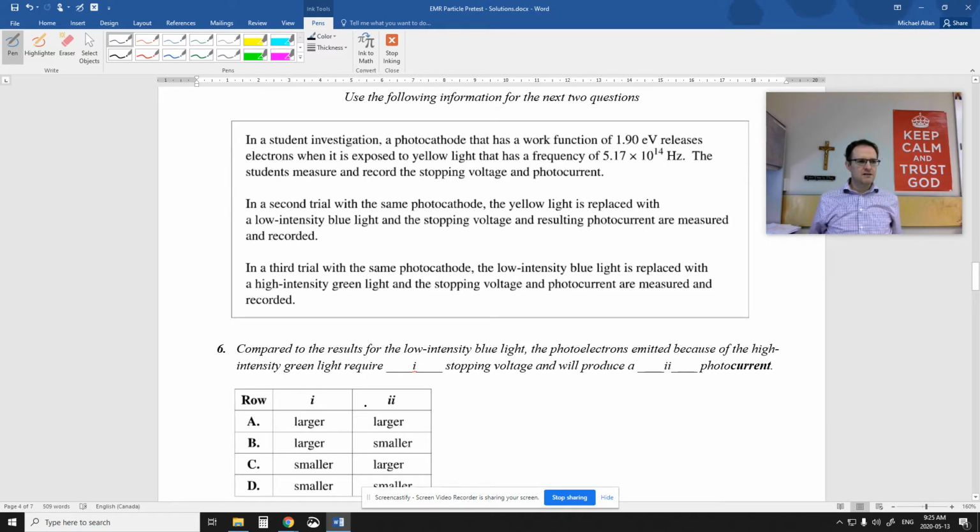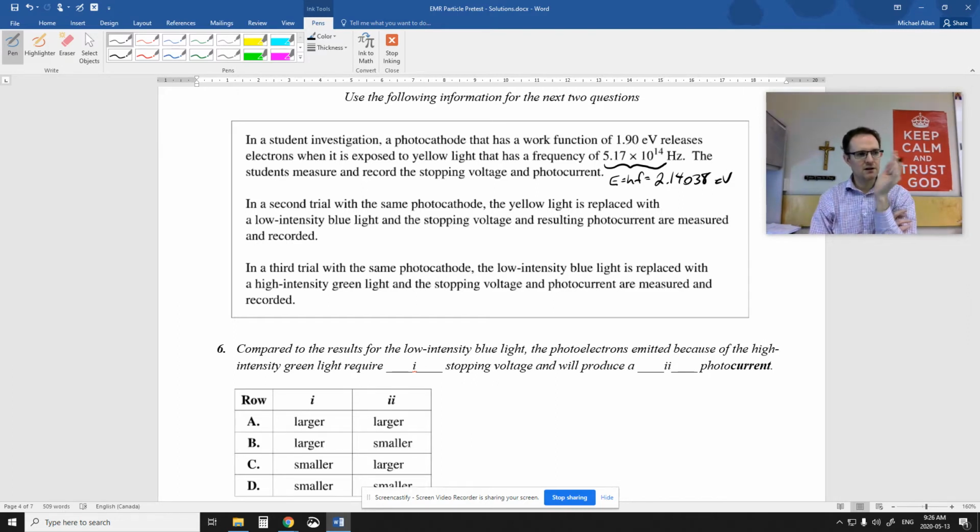Okay, in a student investigation, a photocathode has a work function of 1.9 electron volts. It releases electrons when it's exposed to yellow light. Okay. Should work, right? So if I were to use the HF formula there, and just quickly double check here. Yeah, if I were to convert this to energy by using E is equal to HF, I don't know if you really need to do this for this question, but I'm just going to quickly do that. That's how many electron volts it is. So yeah, that does have enough energy. So you will get the photoelectric effect.